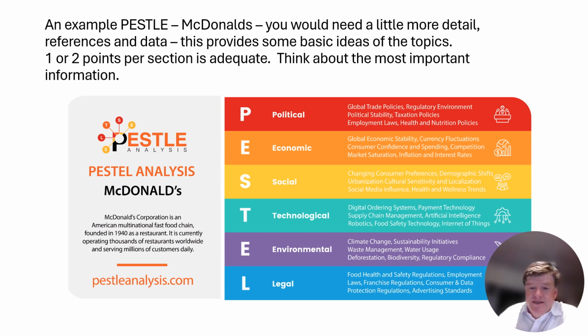So McDonald's has got some things here as a little bit of an example, and you're welcome to freeze it and have a look at these. Now, this isn't how you would set it out yourself. I've got an example of that coming up. This just gives you some ideas. So for political, they've got health and nutrition policies, taxation policies, employment law. Economic: you see down the bottom, they've got interest rates and inflation, which are going to be really important for us at the moment. Social: changing consumer preferences. Technological.